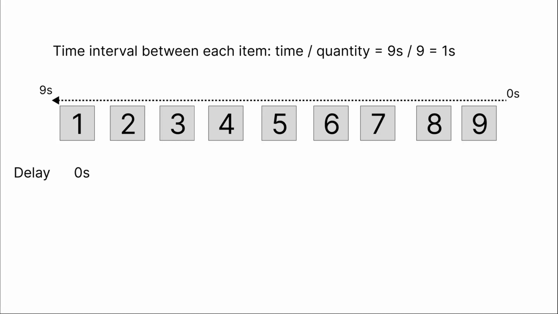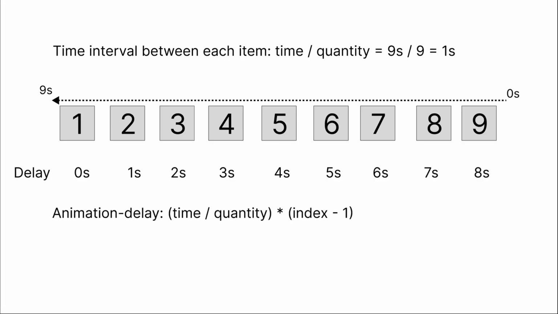So if the first item is not delayed, the second item will be delayed by 1 second to ensure that it does not overlap the first item. The third item starts after the second item, so it will be 1 second later than the second item. And so on, the following items will have a gradually increasing delay time, based on the distance formula between each item. We will have the following formula for animation delay. The animation delay time of each item will be equal to the average time interval between items multiplied by the position of that item minus 1.